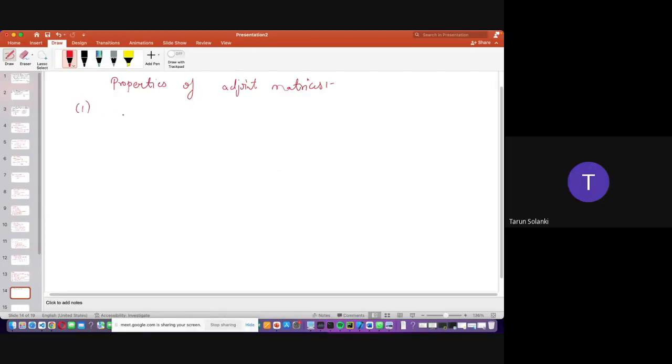So A into adjoint A will be mod A In, that is adjoint A into A. Okay, here this is always a scalar matrix. Next, second, mod of adjoint A is always mod A to the power n minus 1.